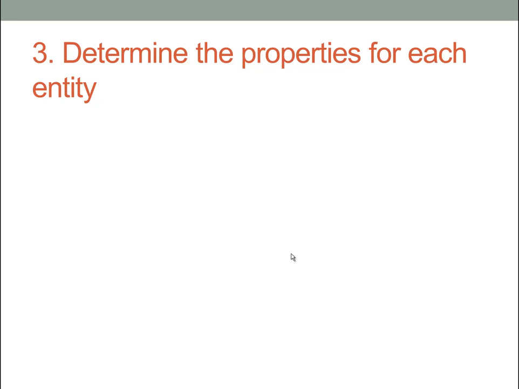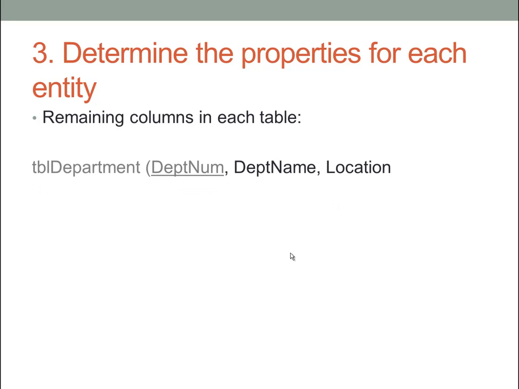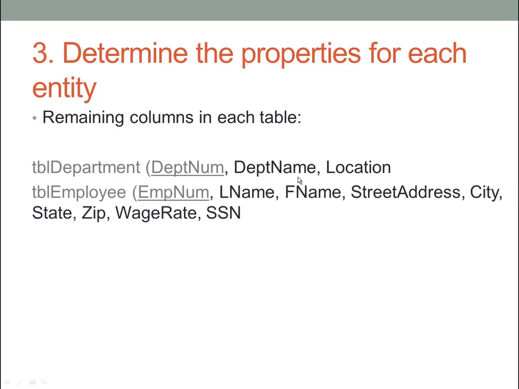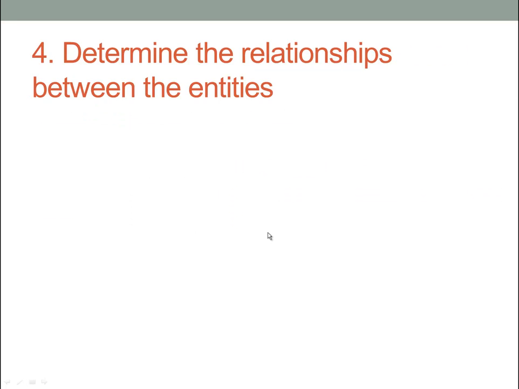Then, in order to continue identifying that collection of tables, we need to determine the properties for each entity, or in other words, the remaining columns in each table. So I've already determined that I need a table department with the primary key of department number, but now I'm determining that I also want to store the department name and the location, and that in that employee table I also want to store the last name, the first name, the street address, etc. for each employee.